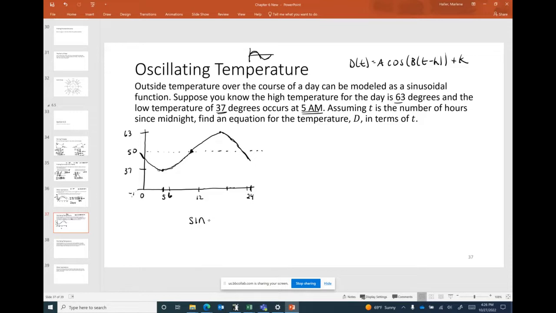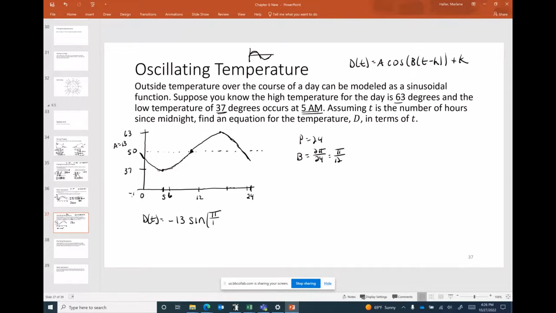Let's choose a sine. What is my amplitude? Okay, well, my amplitude was 13, right? It's the distance between the midline and the high, or the midline and the low. So I'm doing a reflected sine, so that'll be negative 13. We're going to call it d of t. I'm going to put my function in there. Now, what is my period? My period is 24, right? So that means B is 2 pi divided by 24, or pi over 12.